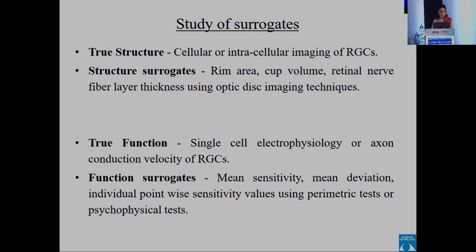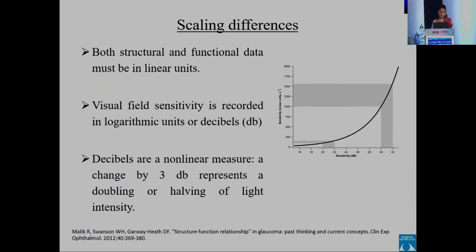First of all, we should be clear that we are studying surrogates. When we say structure function, ideally we should be studying the structure of the RGC at a cellular level, intracellular imaging. And when we say function, we should be studying the electrophysiology of the individual cells. But what we study is something else, because in vivo these tests would not be possible. So when we study structure, we use surrogates like rim area, cup volume, retinal nerve fiber layer thickness, and other things. And when we study function, instead of the electrophysiology, we are studying mean sensitivity, mean deviation, and individual point sensitivity on perimetric and psychophysical tests.